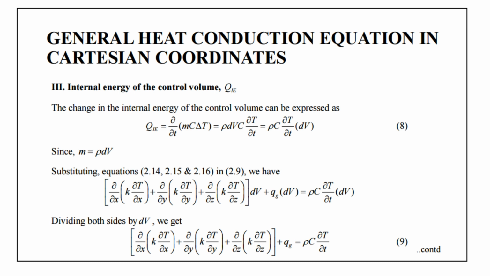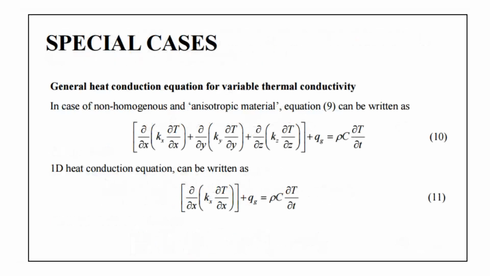Divide throughout by dV: k times ∂²T/∂x² plus ∂²T/∂y² plus ∂²T/∂z², plus Q dot, is rho times c times ∂T/∂t. Moving to next slide.